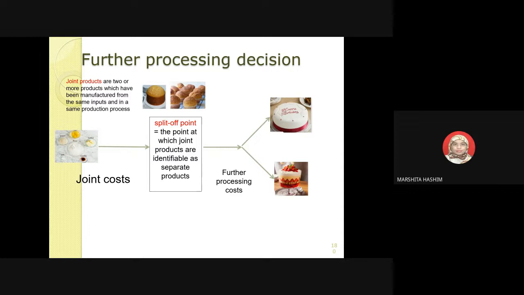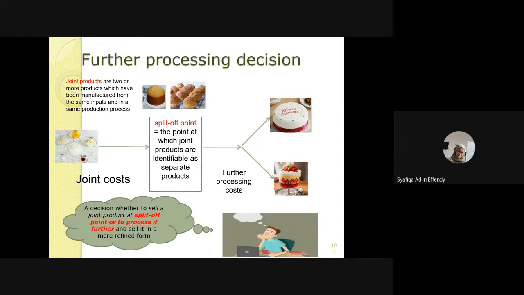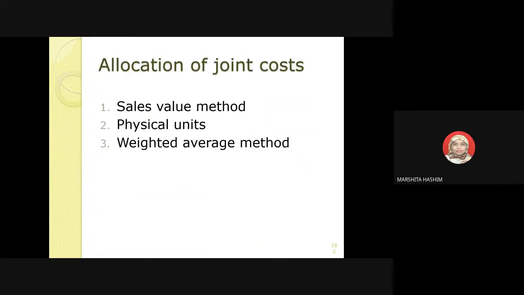Let's say you plan to sell birthday cake and also trifle. So a further processing decision refers to a decision whether to sell a joint product at split-off point or to process it further and sell it in a more refined form. Okay, to illustrate these issues, we will use a question on Mawarwangi Berhad.